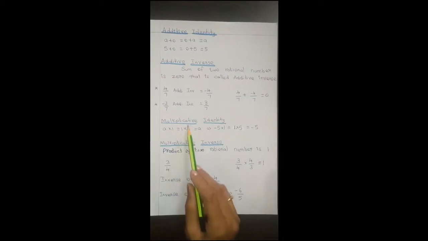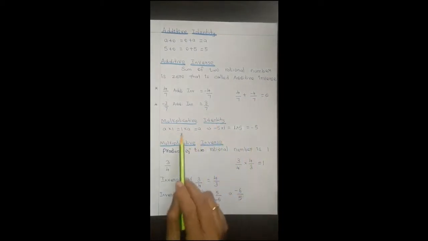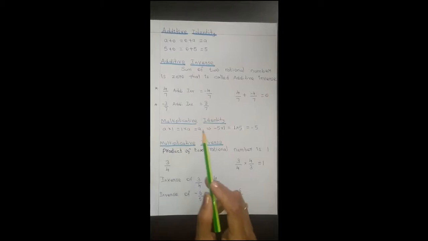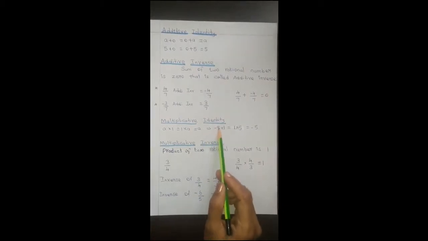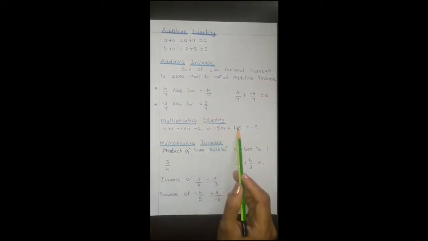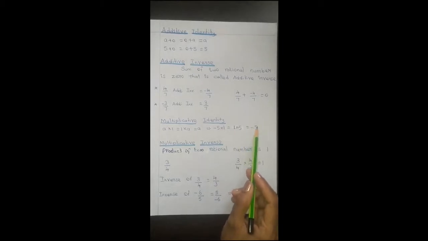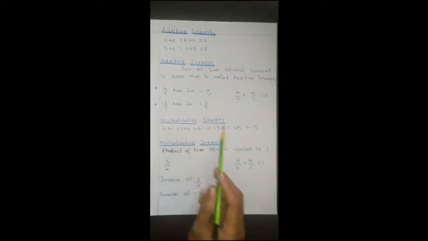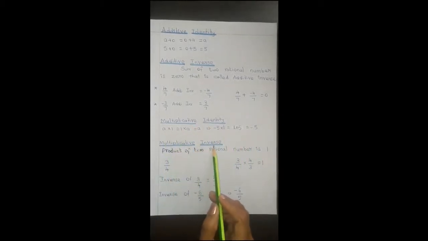Next concept is multiplicative identity. If we multiply 1 with any number, we will get the same number. Here -5 into 1 equals 1 into -5 equals -5. This is multiplicative identity.